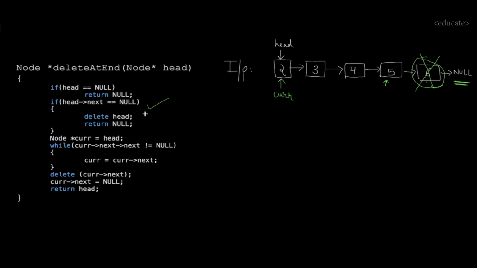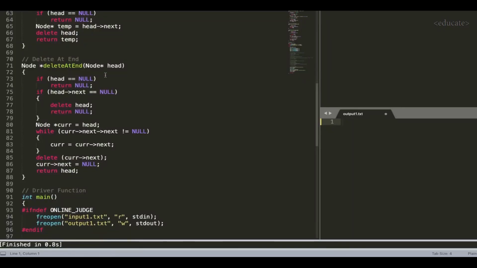Now I assume that you might get this implementation. So now let's run and check whether this code is working fine or not. So this is the code which we have just discussed. So let's run and check it. So here you can see that the linked list before deletion was 2, 3, 4, 5, 6 and the linked list after deletion at end is 2, 3, 4, 5. So this is matching our correct output.